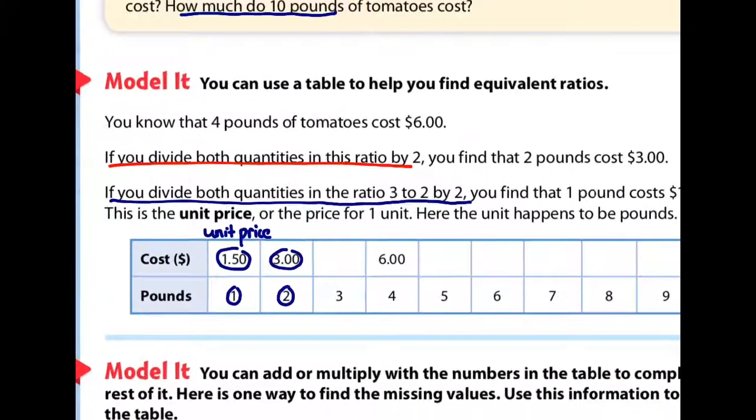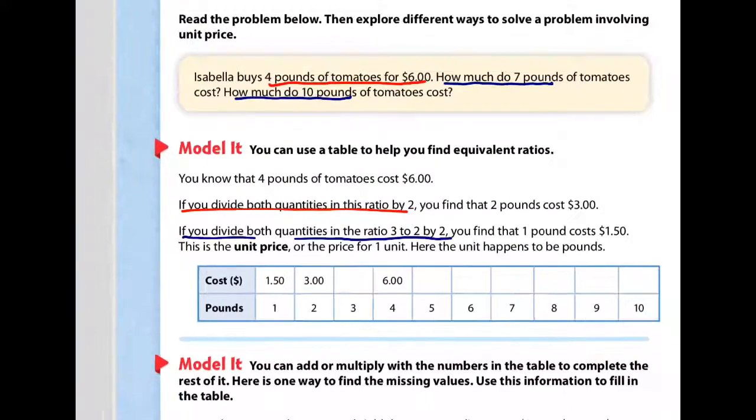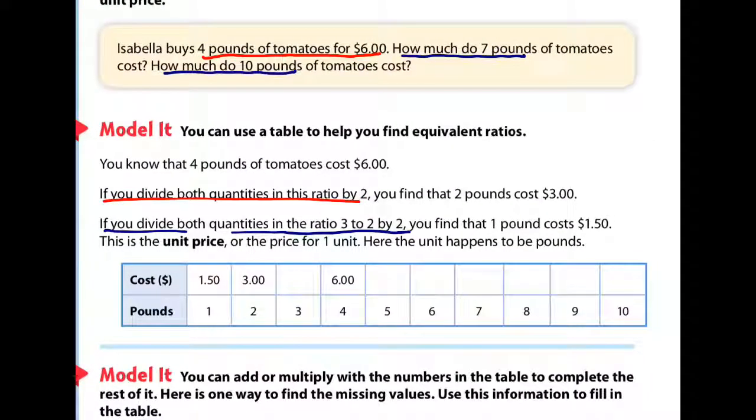All right, now you might be wondering, what the heck does this have to do with answering the question? Let me erase this and clean it up. Because remember the question said, how much do 7 pounds cost? We still don't have that. And how much do 10 pounds cost? We still don't have that. Well, the thing is, we can especially use the unit price to figure out any price for any number of pounds of tomatoes. But there are also some other tricks that we can use to fill in the rest of this table.